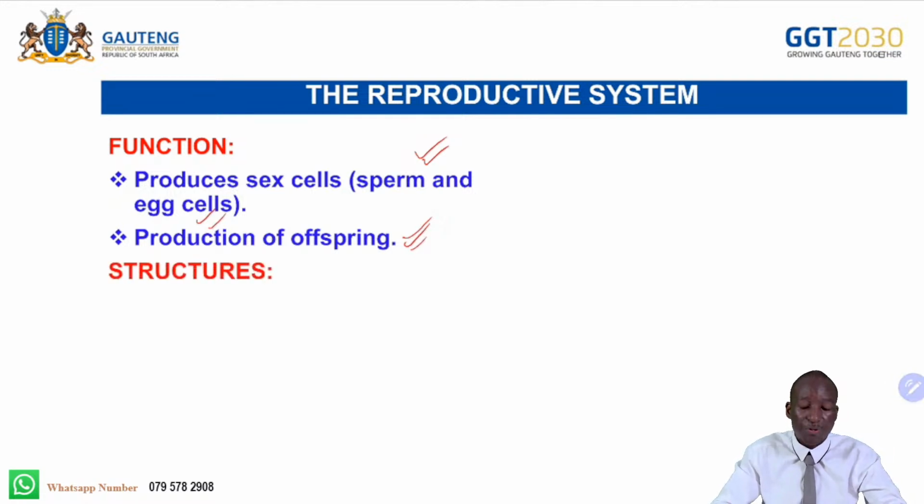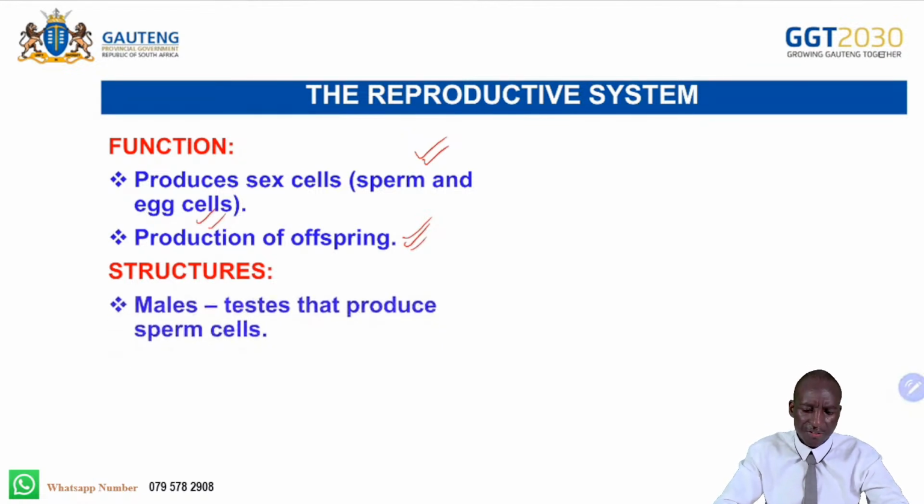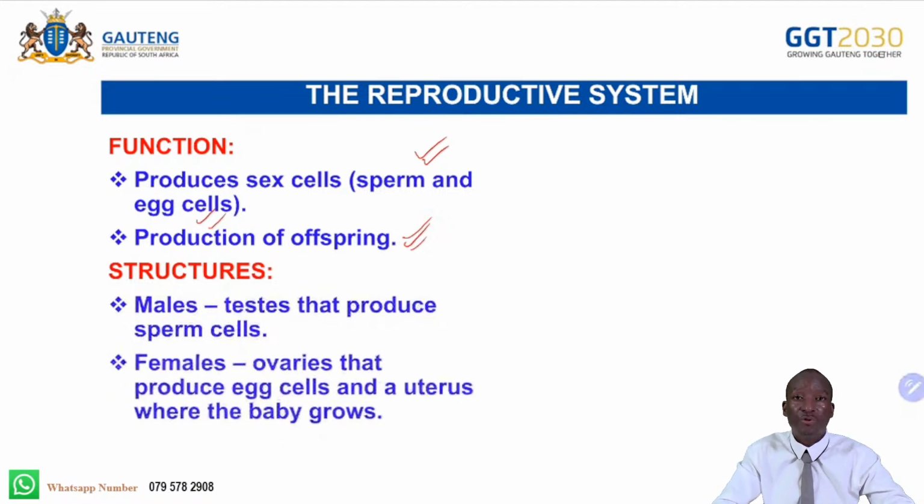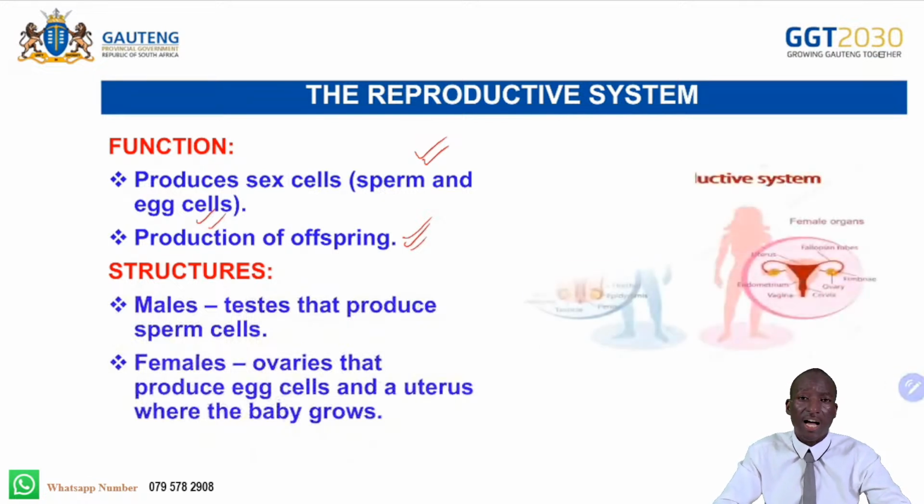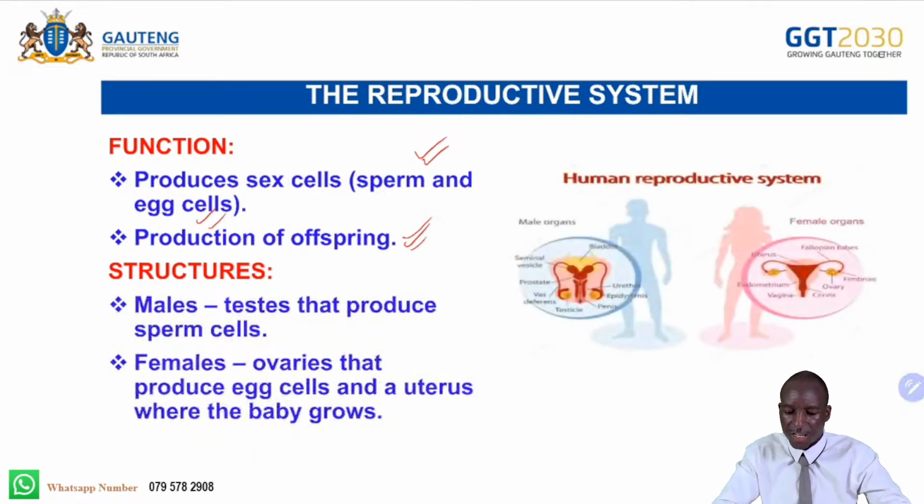Right, let's look at structures of this system. For the males, we've got the testes that produce sperm cells, right? Remember, sperm cells are part of the sex cells, okay? For females, what do we have? There are ovaries that produce egg cells and the uterus where the baby grows. Let's look at these structures in the form of a diagram.